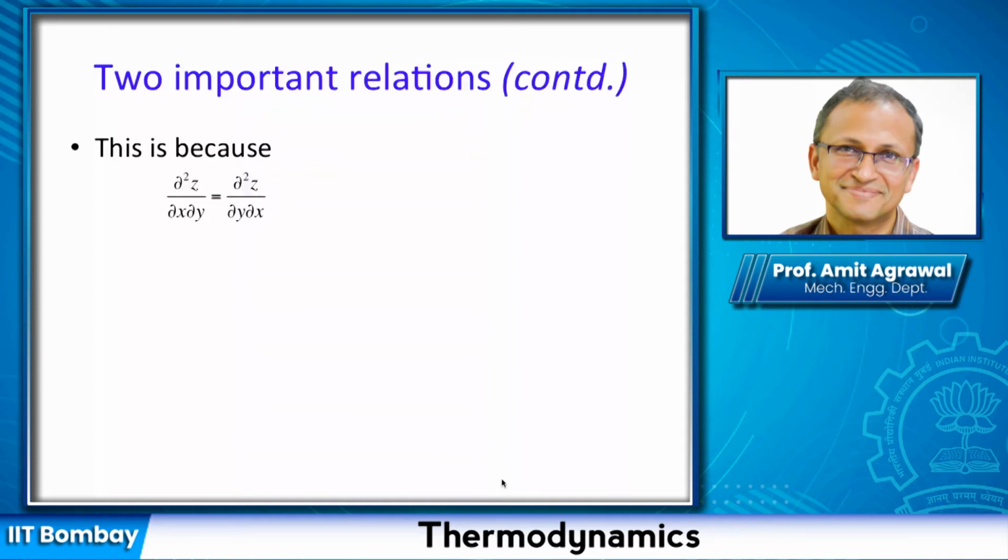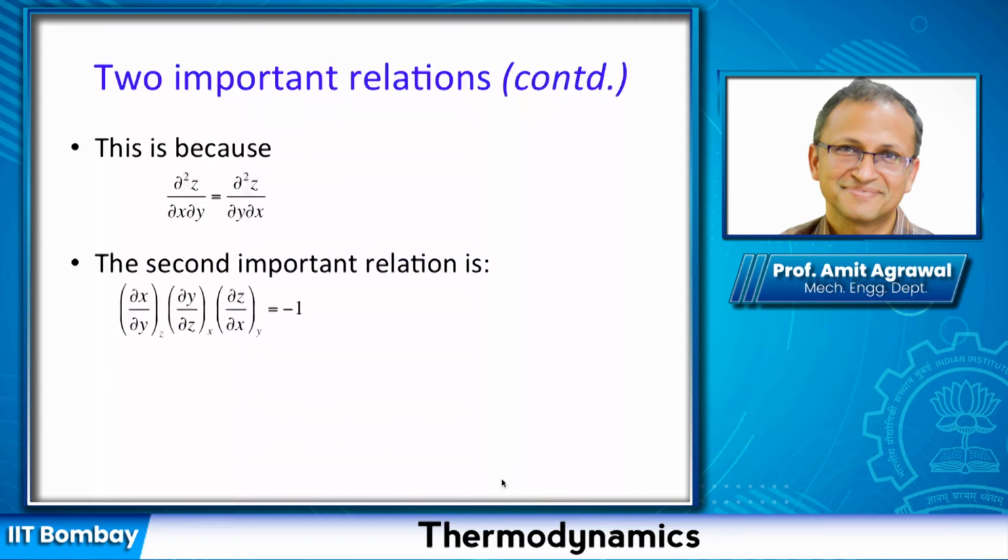I expect not, but anyways, this is very simple, straightforward. The second relationship that we would use is what is given here: if we take any x, y, z, sufficiently smooth independent functions, then essentially (dx/dy) at constant z multiplied by (dy/dz) at constant x multiplied by (dz/dx) at constant y is equal to -1.